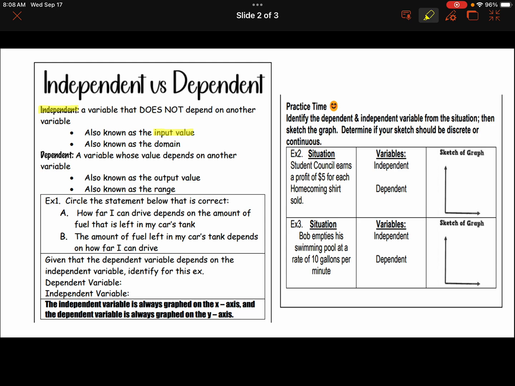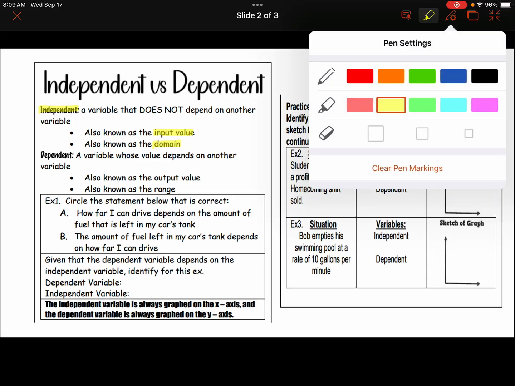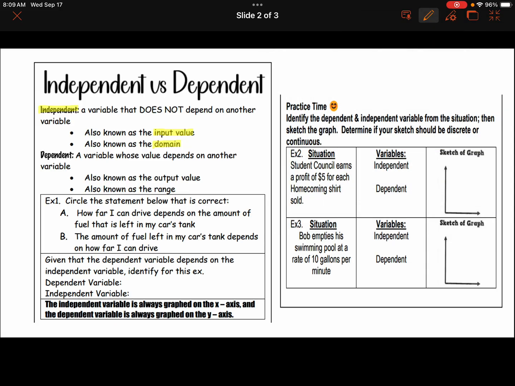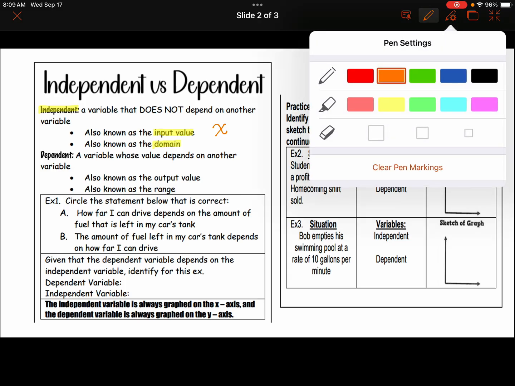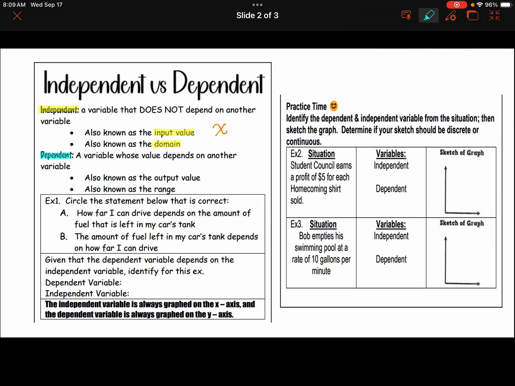And we are adding a new word for math class. It can also be referred to as the domain. So think of your independent variables as your x. All right. Then we have dependent. And dependent is just a variable who depends on another variable. This can also be known as the output value. And our new vocab word for algebra is going to be the range. So think of that as your y value.